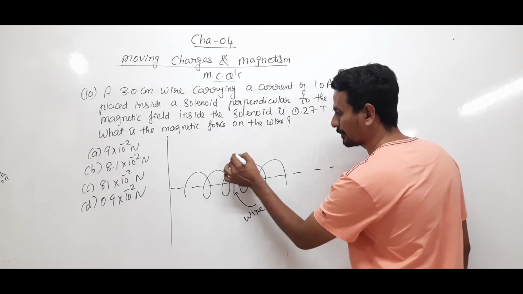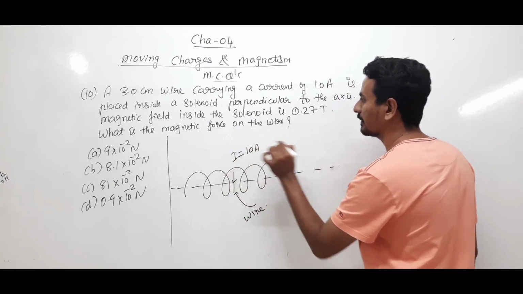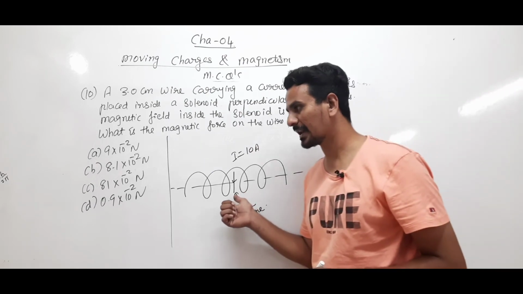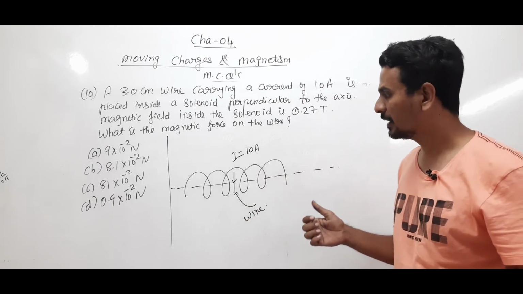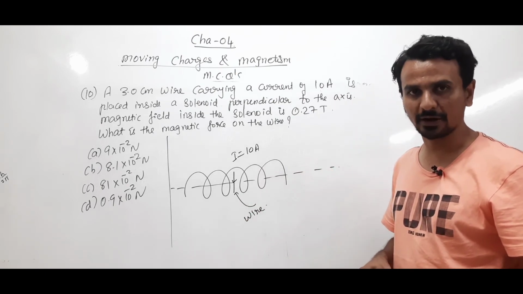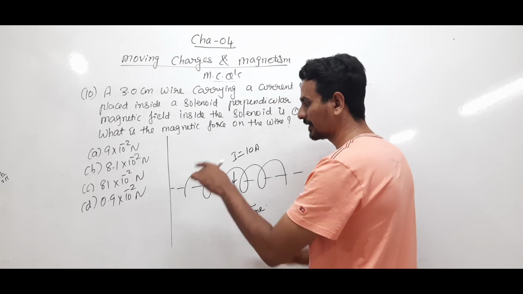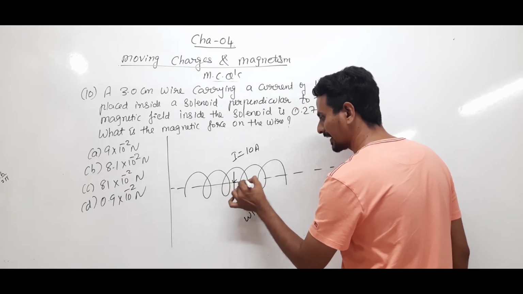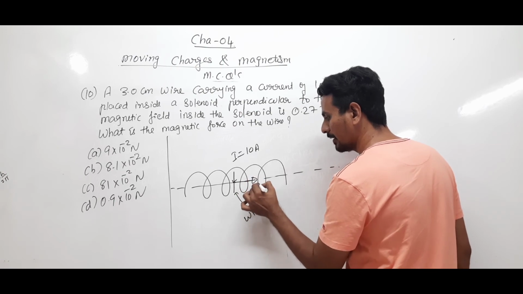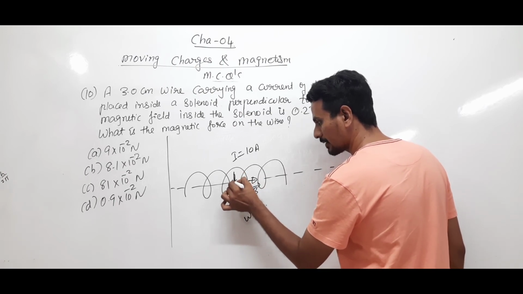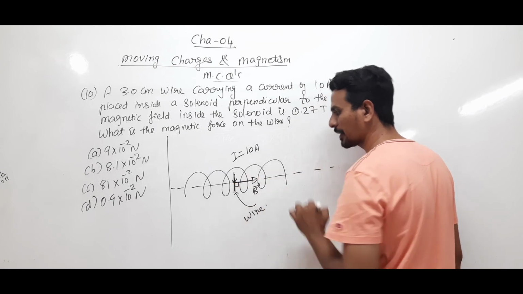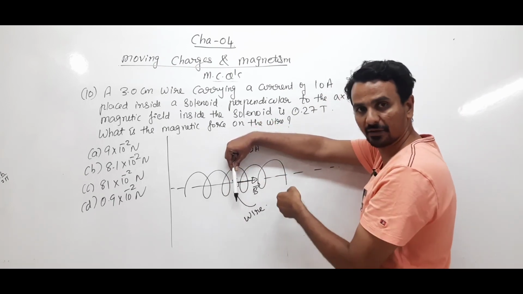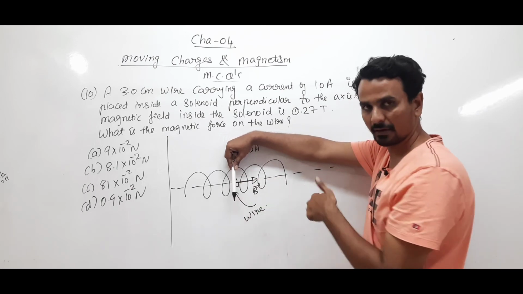So current is of 10 ampere. What is the magnetic force on the wire? The wire will experience a magnetic force because of the magnetic field of the solenoid, right? That means the magnetic field of the solenoid will be in this way, either this way or this way. So this is how the magnetic field of the solenoid will be. So ILB, it is perpendicular. Wire is in this direction. Magnetic field is in this direction. So the angle between IL and B is 90 degree.